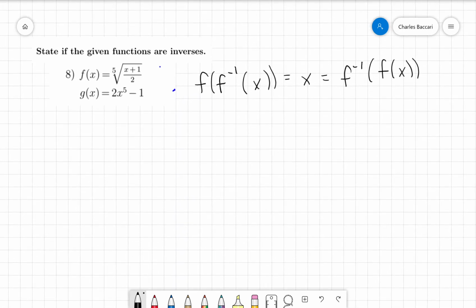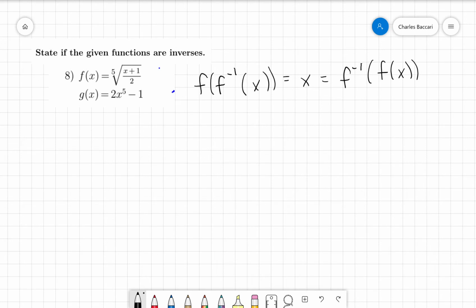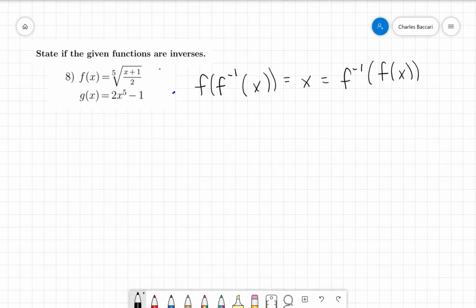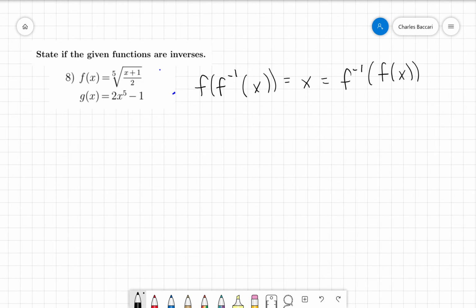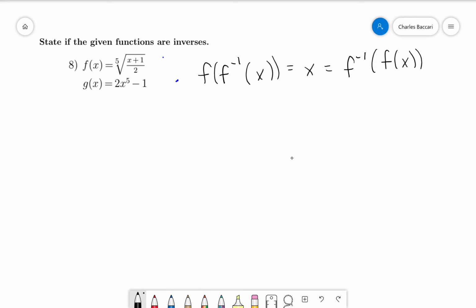We're actually showing f of g of x is equal to x and g of f of x is equal to x because these are labeled f and g. We can only say g of x is f inverse of x if it is in fact the inverse. So let's do f of g of x. This is going to equal, f is our template, it's the outside, so we have the square root of fifth root, sorry, of x, which is going to be what we're going to plug in, plus 1 over 2. And then we have 2x squared, x to the fifth, minus 1.